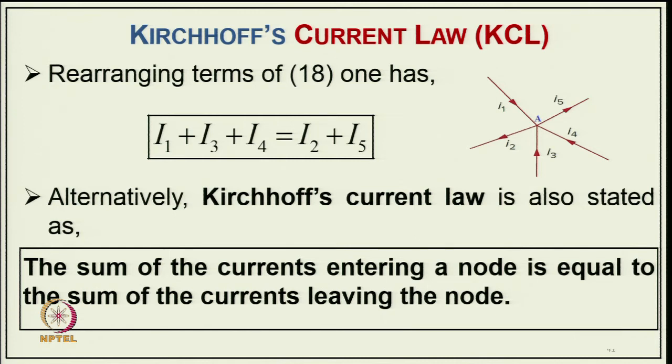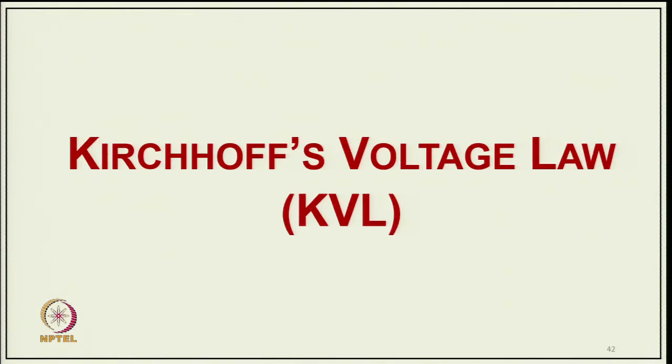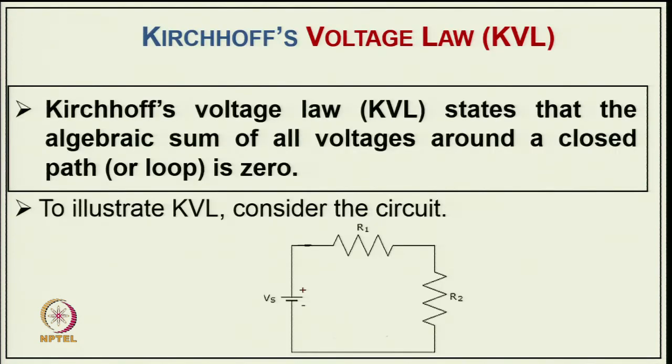So, alternately Kirchhoff's current law is also stated as the sum of the current entering a node is equal to the sum of the current leaving the node. Now, coming to Kirchhoff's voltage law, in short it is also called KVL. Kirchhoff's voltage law states that the algebraic sum of all the voltages around a closed path or loop is 0.